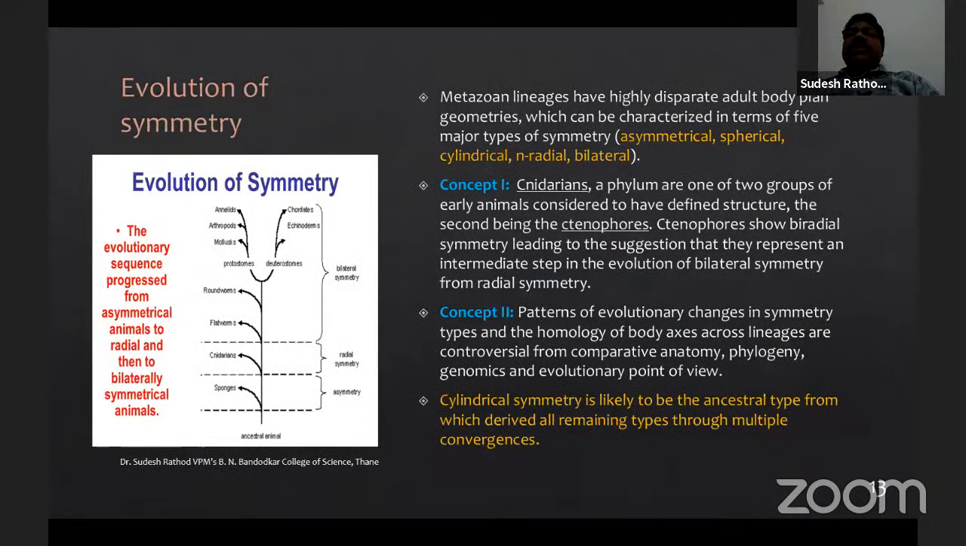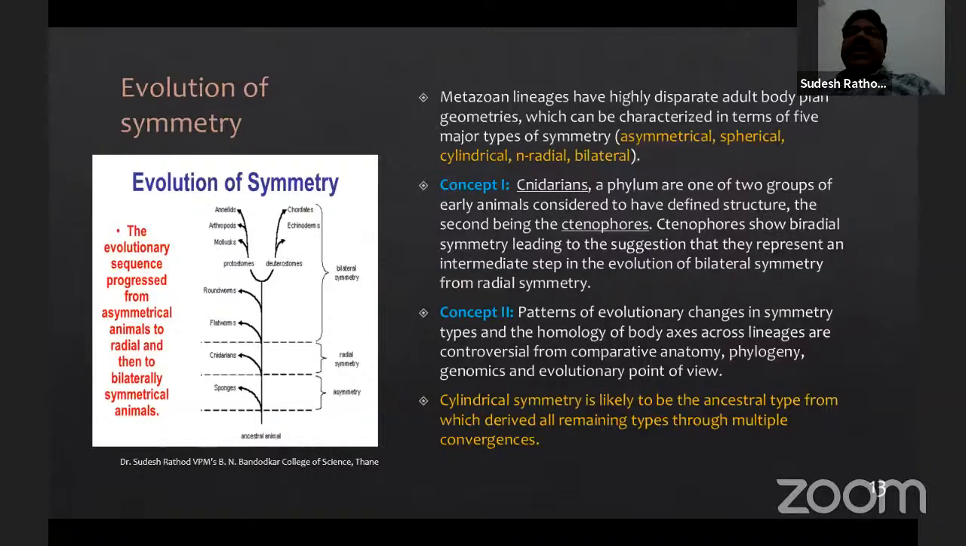Now we're talking about symmetry, evolution of symmetry. As we see, sponges and protozoans show no symmetry, so they are asymmetric organisms. As we go to a higher level, we see first radial symmetry and then bilateral symmetry. This diagram on the left side indicates that sponges are very elementary and they are asymmetric.